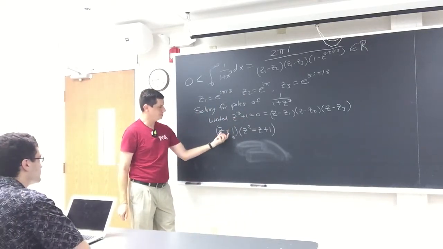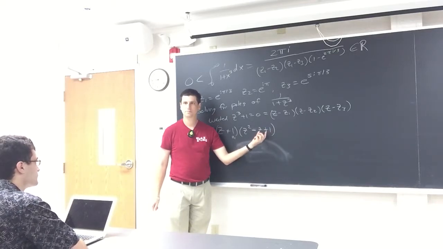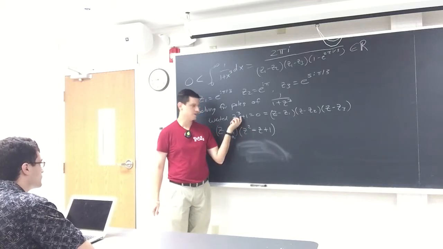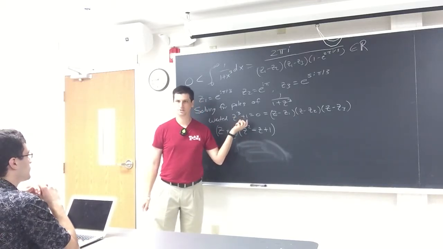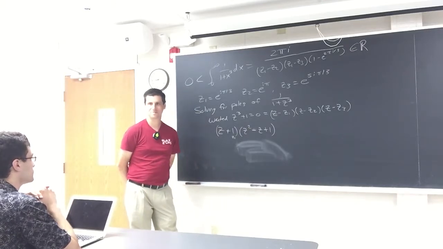z cubed plus 1 is z plus 1, z squared minus z plus 1. If you did not know this factorization, this is factoring a cubed plus b cubed. How could you get this if you didn't know that factorization?